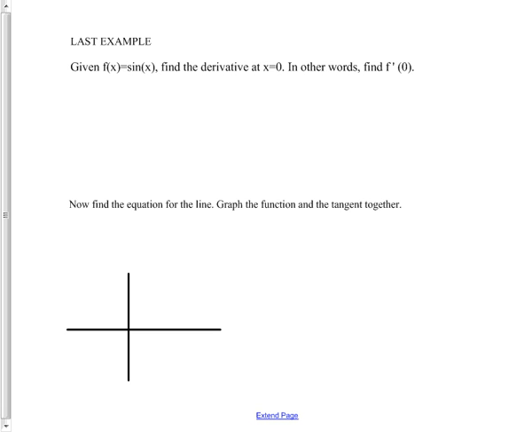All right, so the last example that we're going to talk about is finding the derivative at x equals 0 of the function f of x equals sin x, and we're going to do this on a new video.